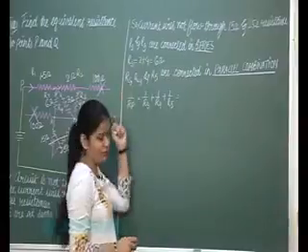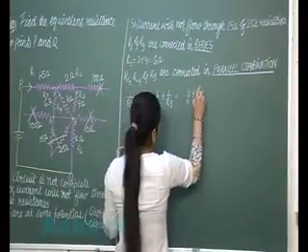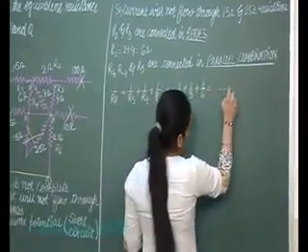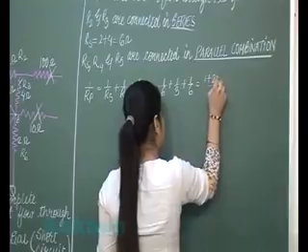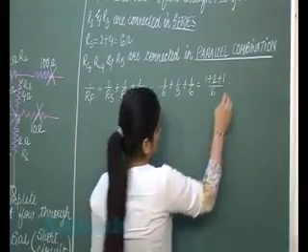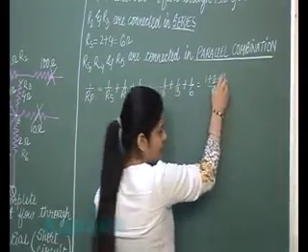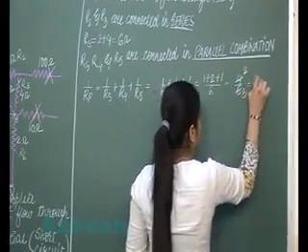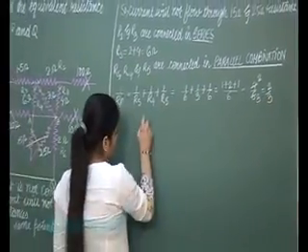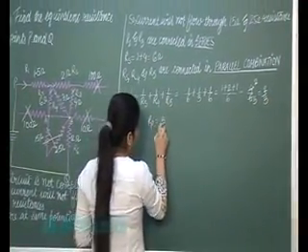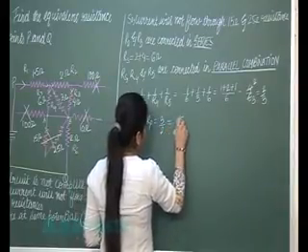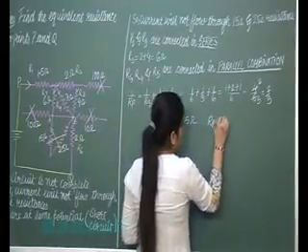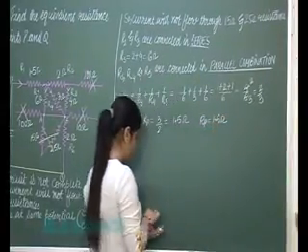Rs is 6 ohm. So 1 by 6 plus 1 by 3 plus 1 by 6. We'll get the LCM as 6. Here we get 1 plus 2 plus 1 in the numerator. And we get 4 by 6, which is 2 by 3. And we get Rp as 3 by 2, which is 1.5 ohm. So student, we get Rp as 1.5 ohm.